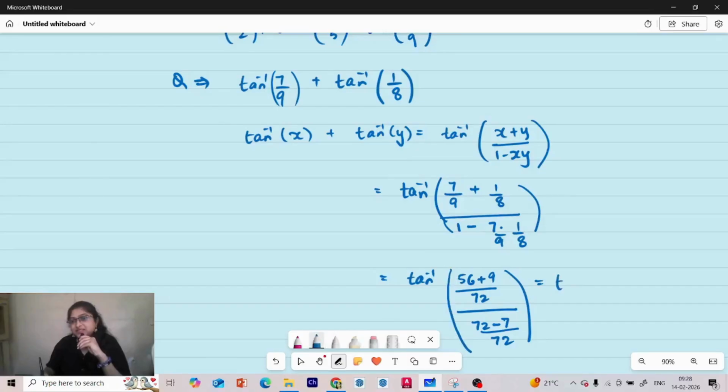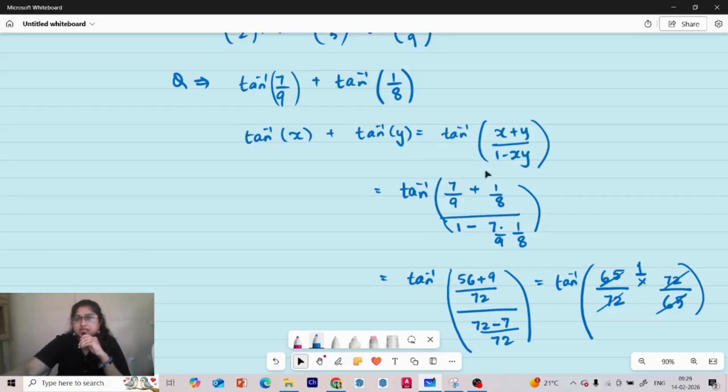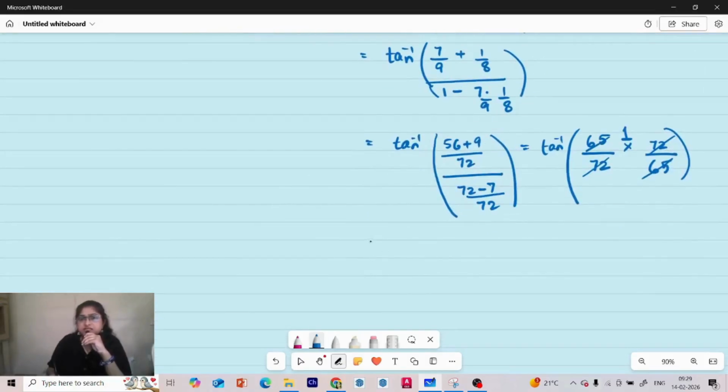So this becomes tan inverse of 65 by 72 into 72 by (72 minus 7), which is again 65. So you will get 1. When we simplify, this is nothing but tan inverse of 1. What is tan inverse of 1? Pi by 4. Our problem is done. That's what we had to prove.